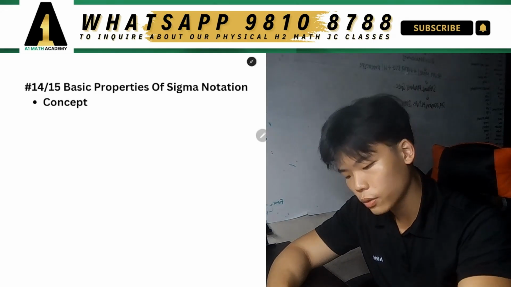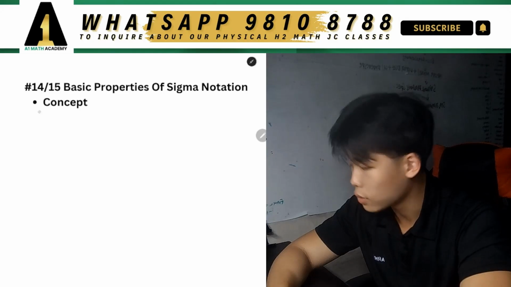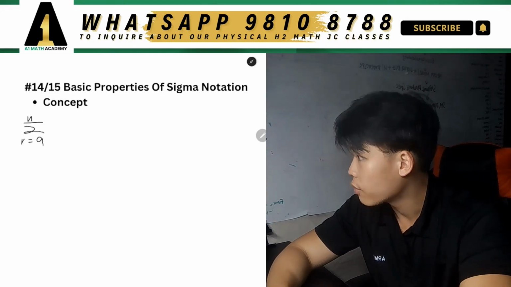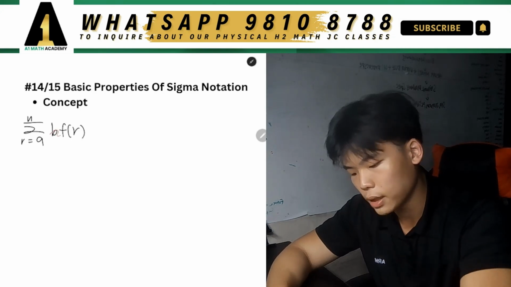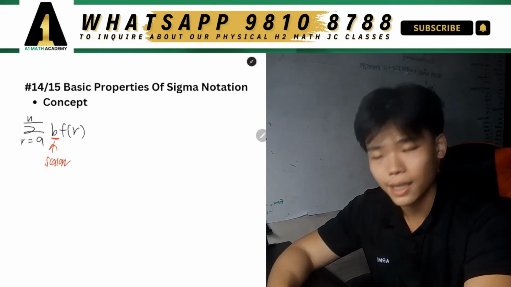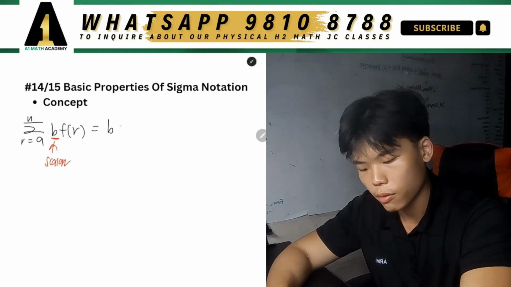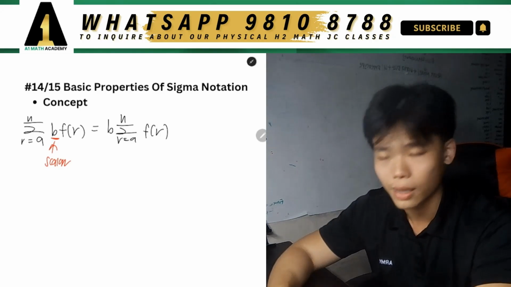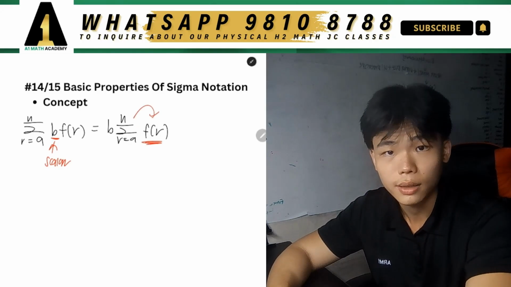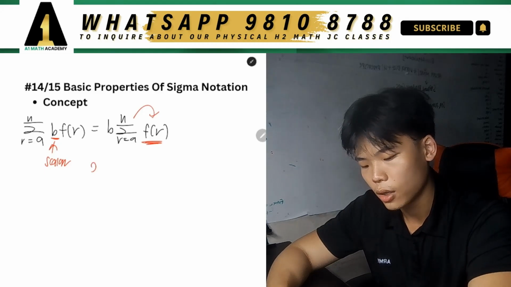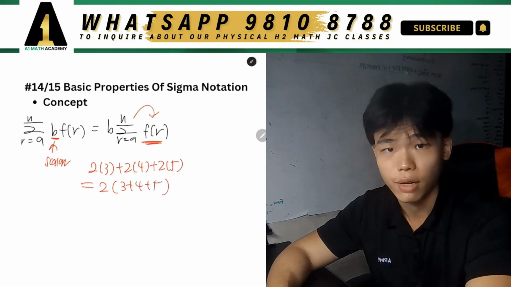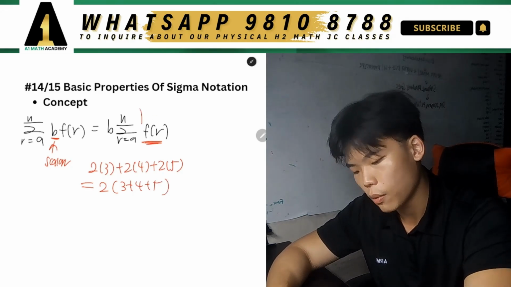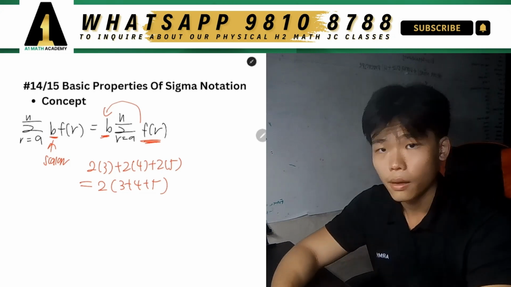Okay, so the first one, when we have a summation, let's say I have r equals to a. For instance, let's say I have a function which is b times f(r) over here, where b is a scalar. So just know that a scalar multiple can always be brought out. It's not supposed to be taken into account when you're actually applying the summation. So an example would be, let's say I have 2 times 3 plus 2 times 4 plus 2 times 5. It's as good as saying 2 bracket 3 plus 4 plus 5. I can just factorize out the 2, and that's exactly what we are doing over here. We are just factorizing out the b. Okay, so just take note of that.